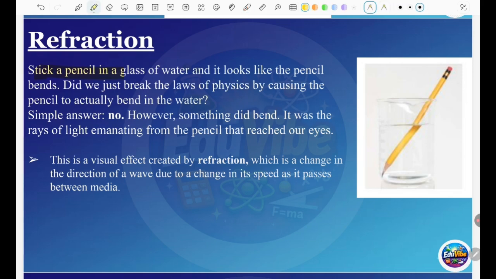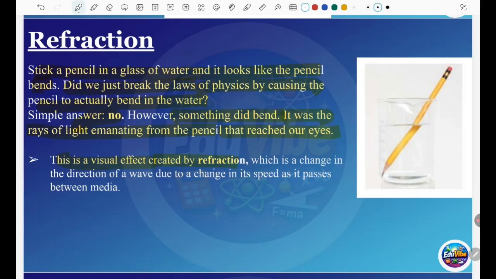Stick a pencil in a glass of water and it looks like the pencil bends. Did we just break the laws of physics by causing the pencil to actually bend in the water? No, simply the answer is no. However, something did bend: it was the ray of light from the pencil that reached our eyes. So there is refraction occurring. The rays of light did the refraction, and this shows like a bending, but the pencil is not actually bent. This is a visual effect created by refraction.